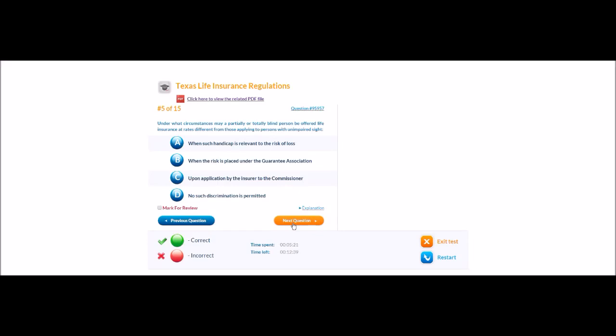Under what circumstances may a partially or totally blind person be offered life insurance at rates different from those applying to persons with unimpaired sight? A. When such handicap is relevant to the risk of loss. B. When the risk is placed under the guarantee association. C. Upon application by the insurer to the commissioner. D. No such discrimination is permitted.